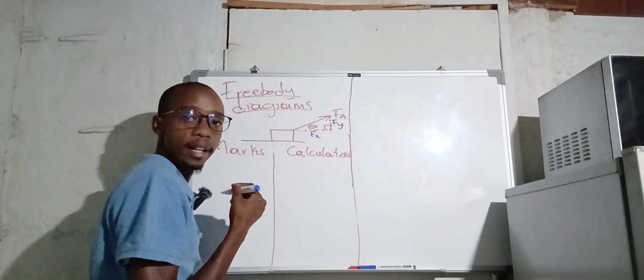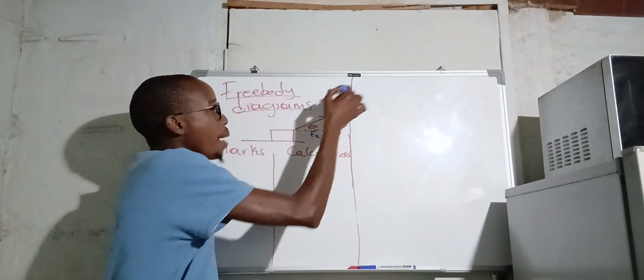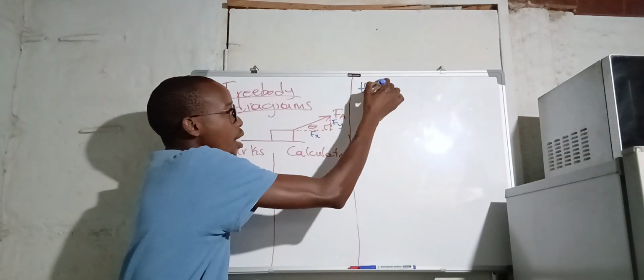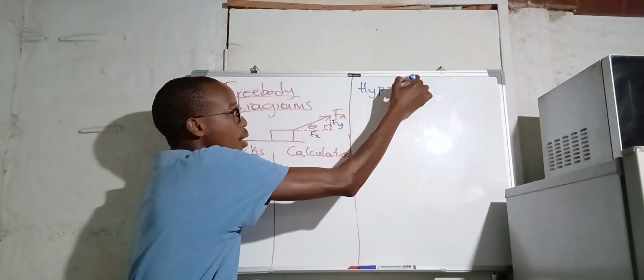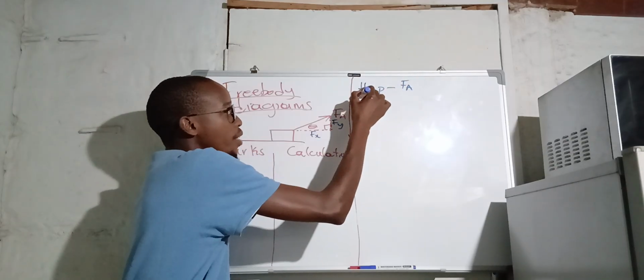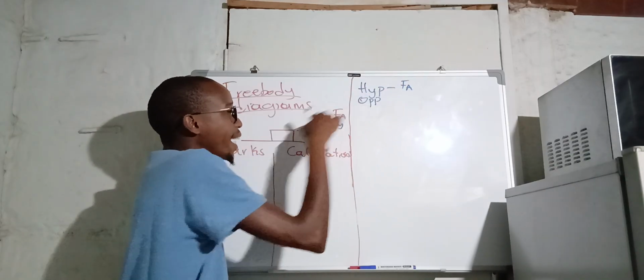Let's try with Fx. We have the hypotenuse. I'm going to say the hypotenuse is going to be our force applied. And then we have the opposite of angle theta.